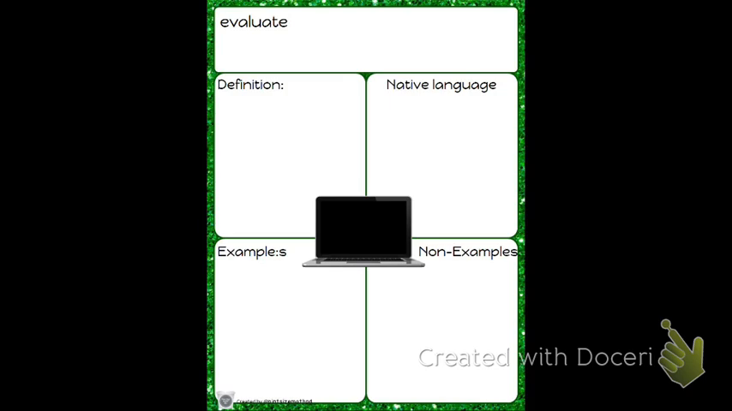These are some vocabulary words that are going to come up later, so we'll save those for another time.